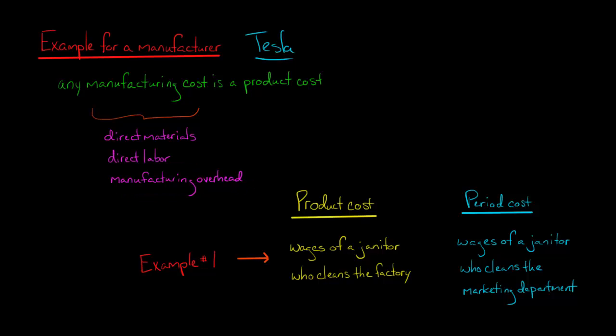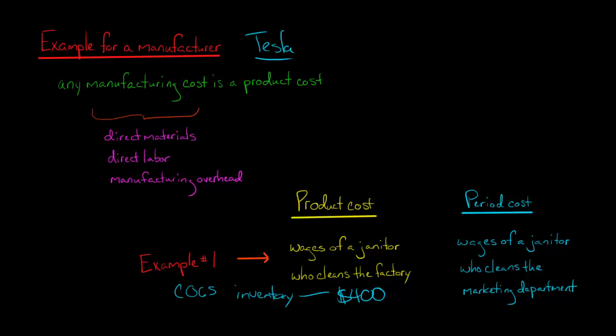So whatever they pay the janitor, let's say they pay the janitor $400, that is actually going to become part of inventory. So that's going to become part of inventory for Tesla, and then it's going to get attached to the inventory, and then when the inventory is sold, it's going to be expensed through cost of goods sold.